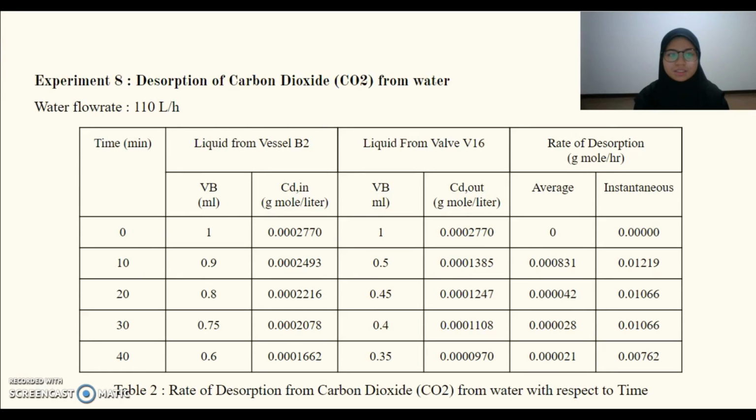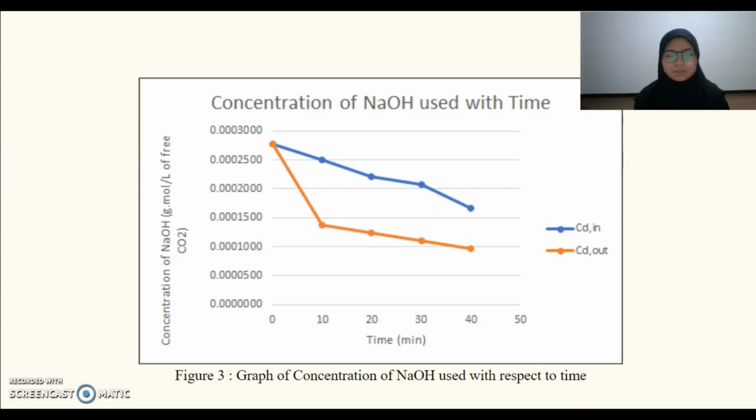Experiment 8 is the desorption of carbon dioxide from water with a water flow rate of 110 liters per hour as well. Basically, the liquid from vessel B2 is the sample before, and the liquid from valve P16 is the sample after. After doing some calculation, we can find the rate of desorption of carbon dioxide from water. Now we proceed with figure 3, which shows the graph of concentration of sodium hydroxide used with respect to time. We can see that the concentration of sodium hydroxide used before is much greater compared to the sample after.